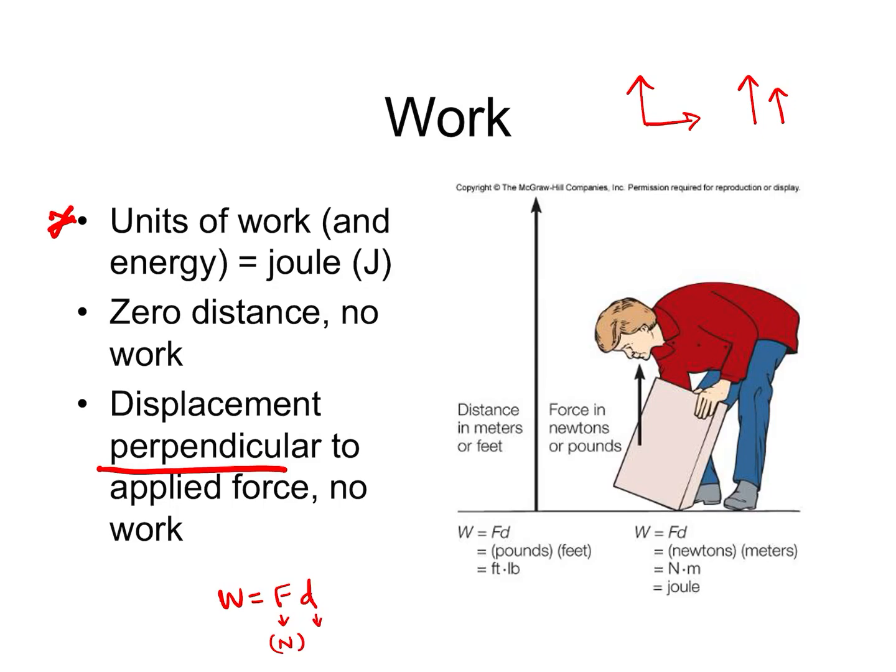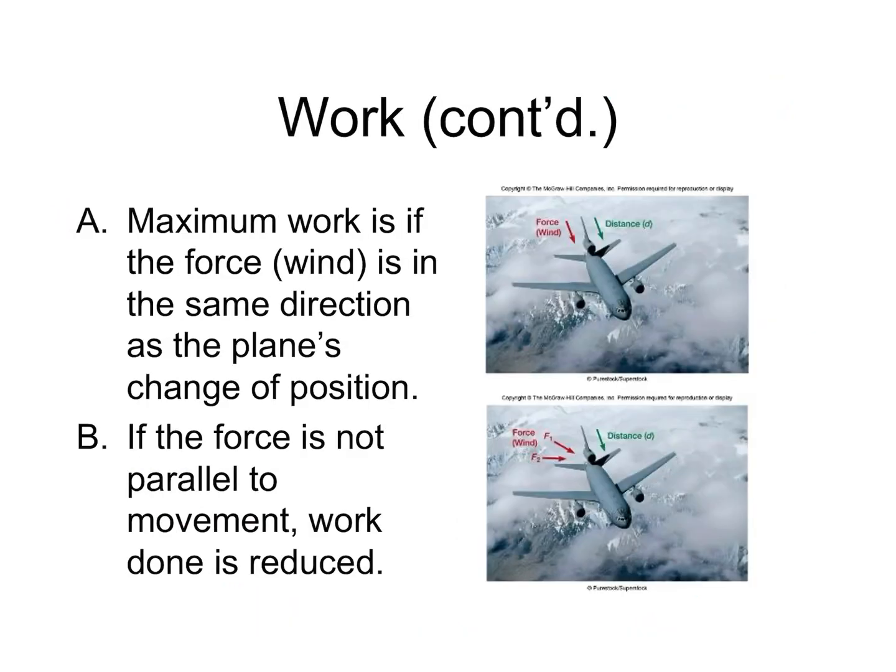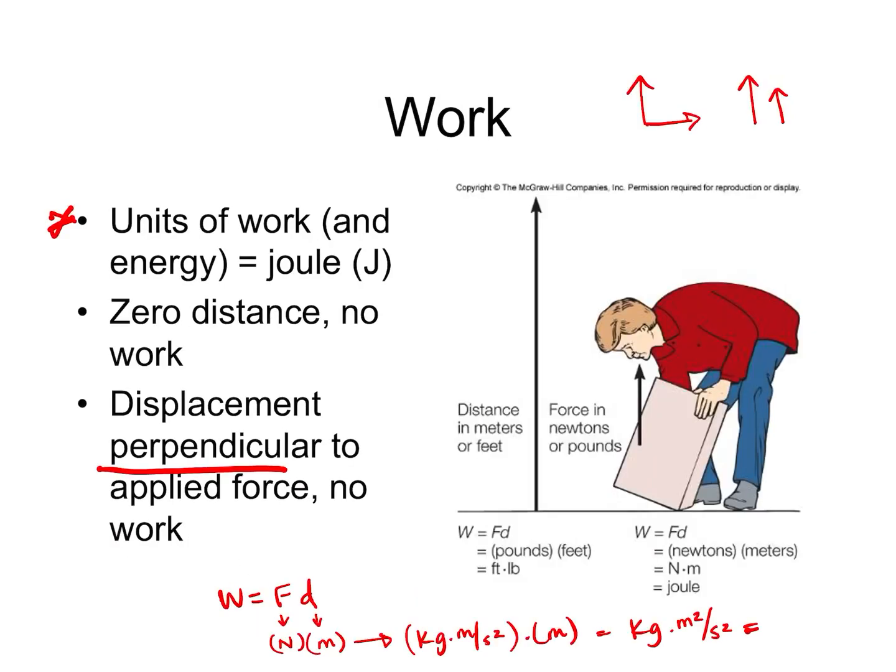Force is measured in newtons. What do you think distance is measured in? Distance is measured in meters. Let's break it down a little bit farther. So newtons is kilograms times meter per second squared, and times a meter. So that ends up equaling kilograms times meters squared per second squared. Which is our new unit for energy or work, a joule. Okay, so this is a joule.